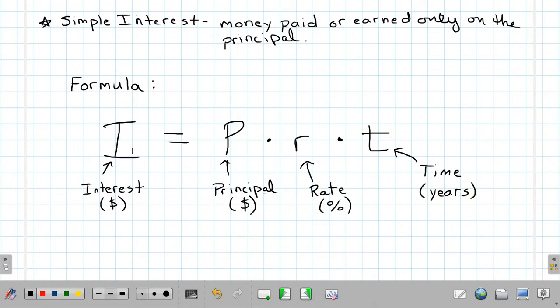I do have to say this is a formula that you will most likely have to know and memorize, okay? This is not a formula that is on the formula sheet, but once again, like in previous sections, the more we use it and practice with it, hopefully it'll be a formula that's easy for you to remember. Interest is equal to the principal times the rate times the time. I equals PRT. I equals PRT, okay?